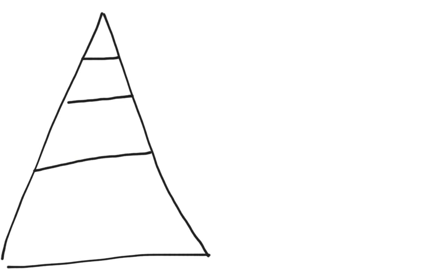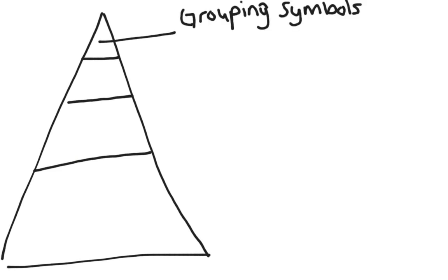The first level in the order of operations is grouping symbols. These are things like brackets, parentheses, or fraction bars. And so you would do everything in the grouping symbols first.